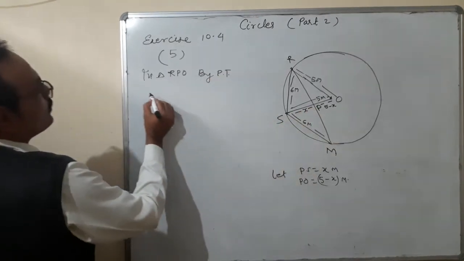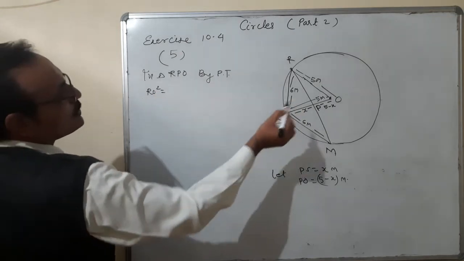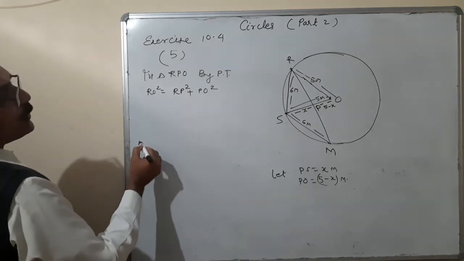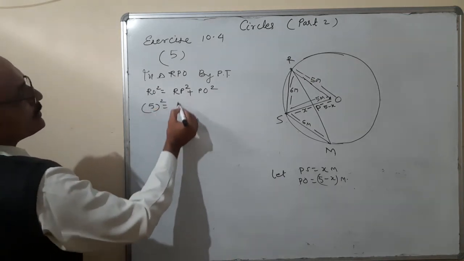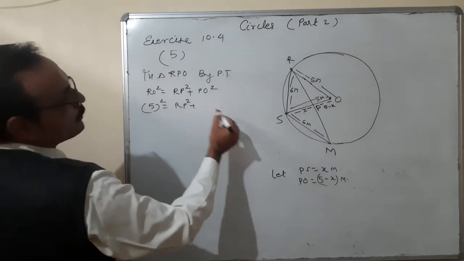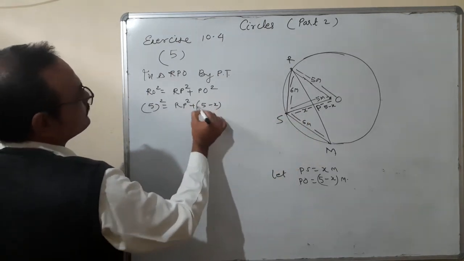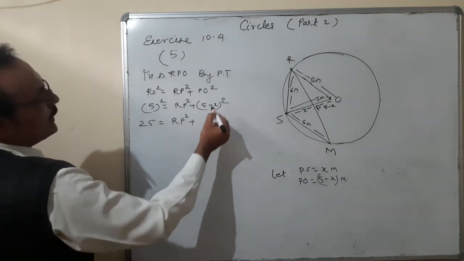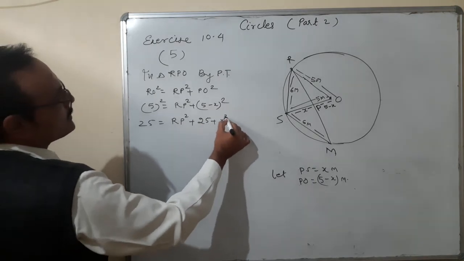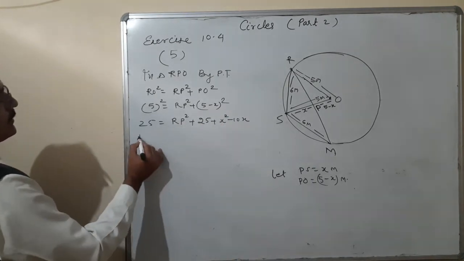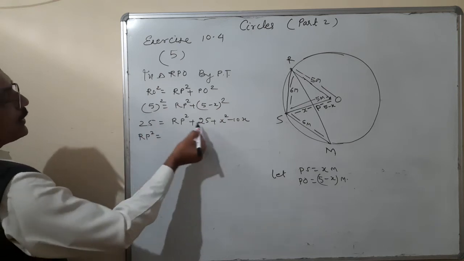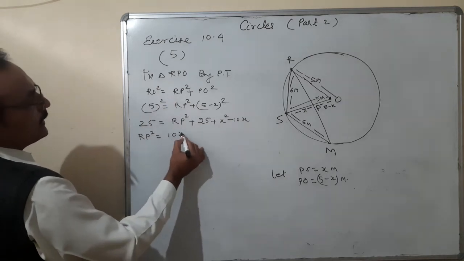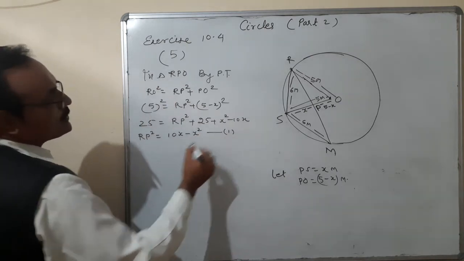Then we are getting RO square is equal to RP square plus PO square. RO square, 5 square, is equal to RP square plus PO square, that is (5 minus x) square. 5 5 is 25, is equal to RP square plus (a minus b) whole square, 25 plus x square minus 10x. Both the 25 terms cancel, RP square will be shifted here: RP square is equal to 10x minus x square. This is equation number 1.